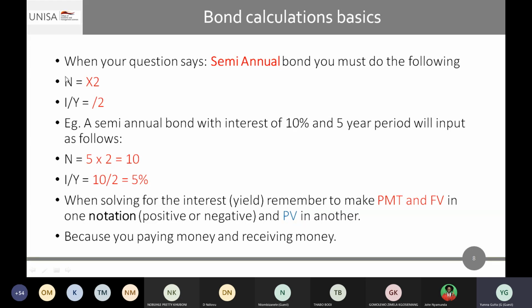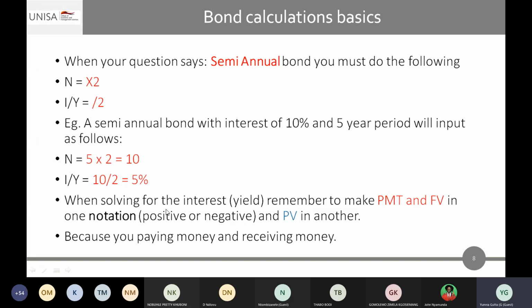You must always remember that in most of your calculations you're going to get semi-annual bonds, where your period is not the number of years. It means period. And this here is your interest rate, so the interest rate for half the year will be half the amount. For example, a semi-annual bond with an interest rate of 10% over a 5-year period is input as follows: your period is 10, your interest rate is 5.